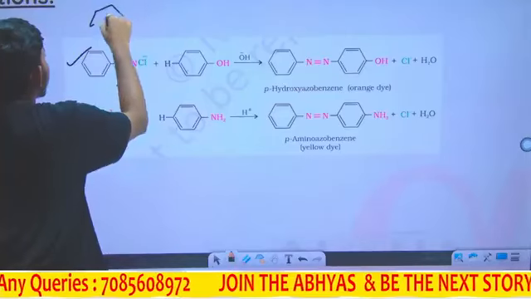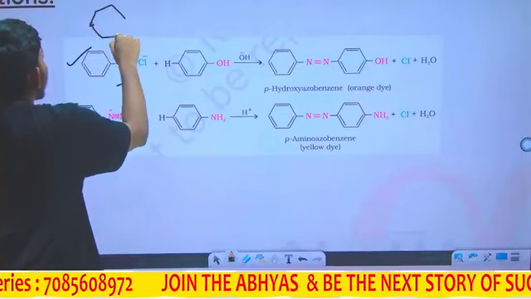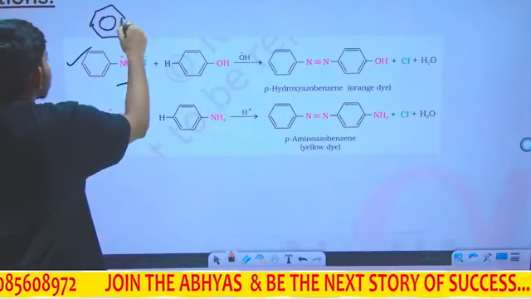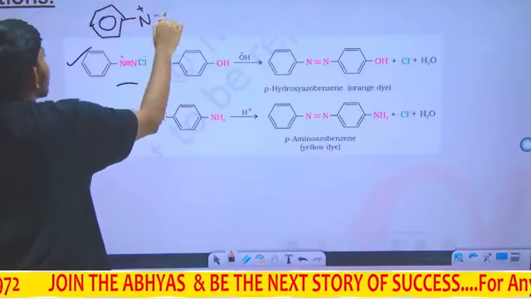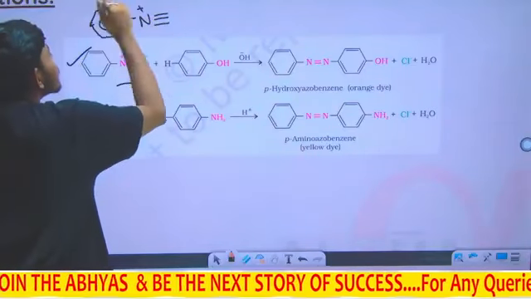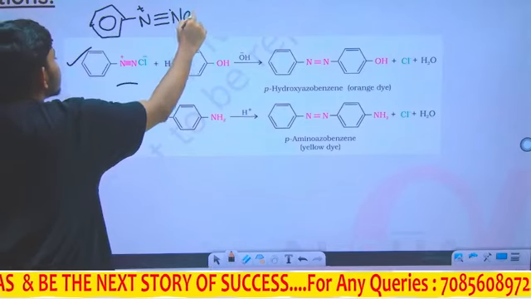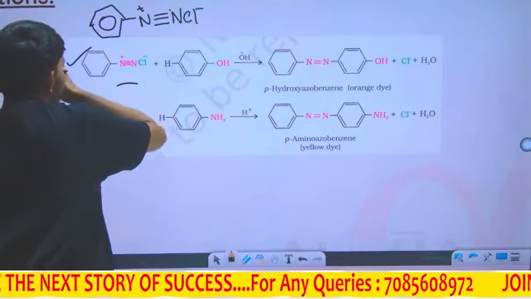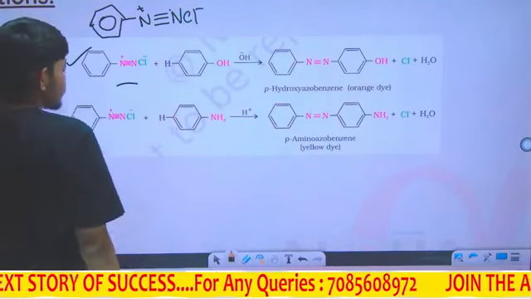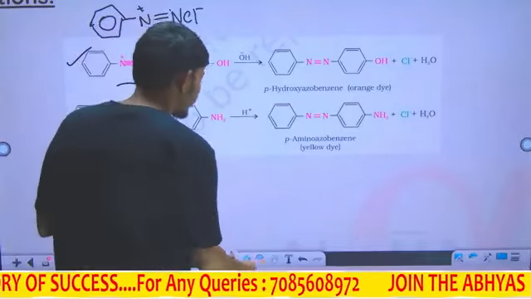So those who have doubt about how N2+ Cl- exists, here is the structure. Nitrogen makes four bonds here, that's why it gets a plus charge, and N-Cl is the structure. So they produce colored compounds.